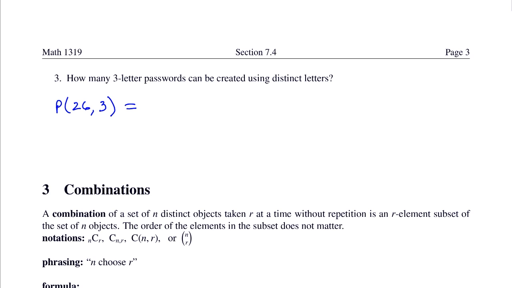So suppose your password was cat, C-A-T. Could you go to the computer and type in tack and get access? It has to be in order. Yeah, that's the key here. For a password, the letters have to come in order. That's what makes it a permutation. And they have to be in order. This would be 26 times 25 times 24. And what is that? That's 15,600.